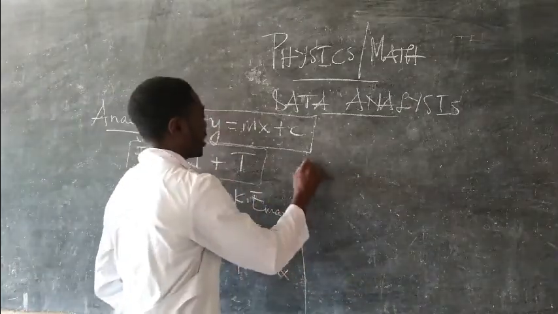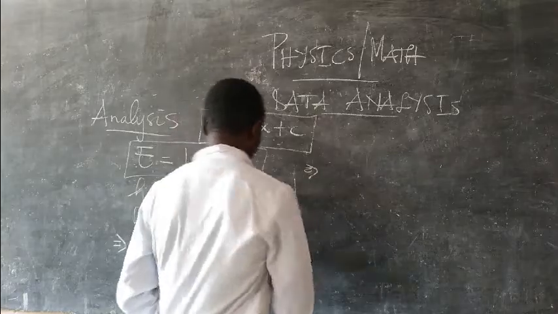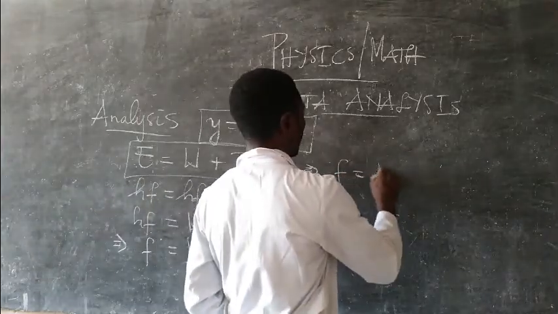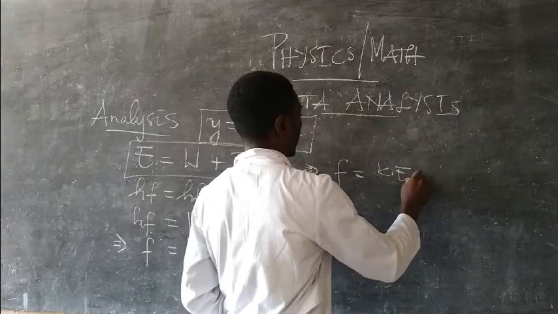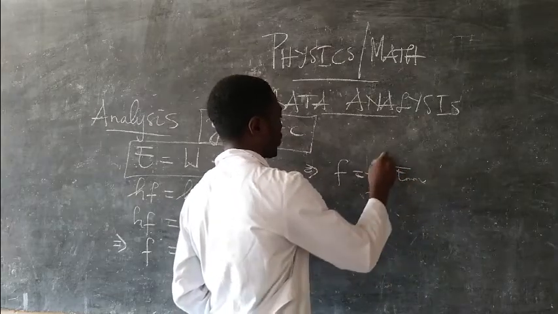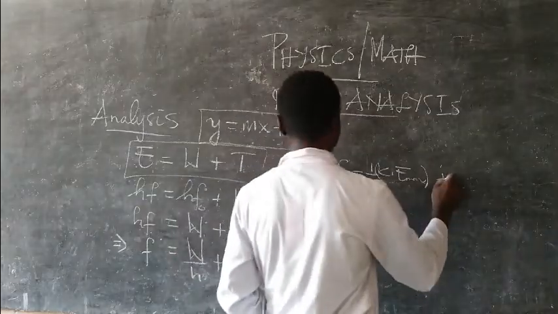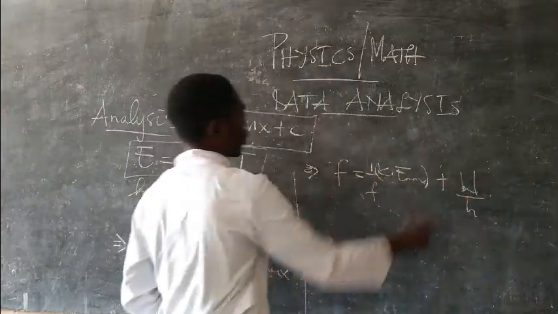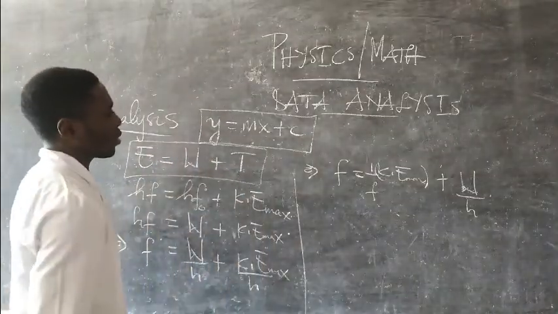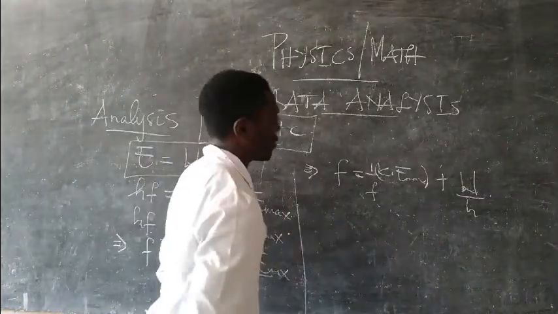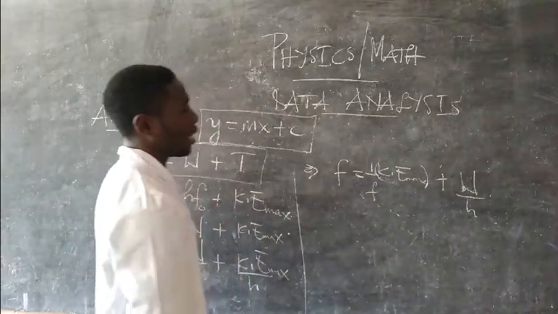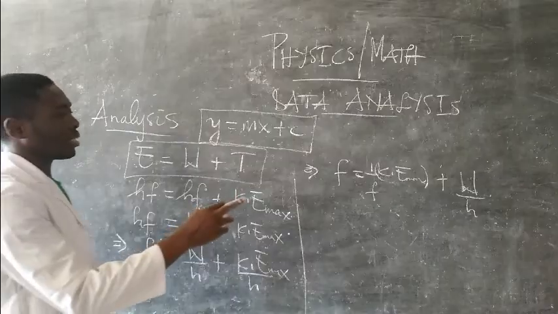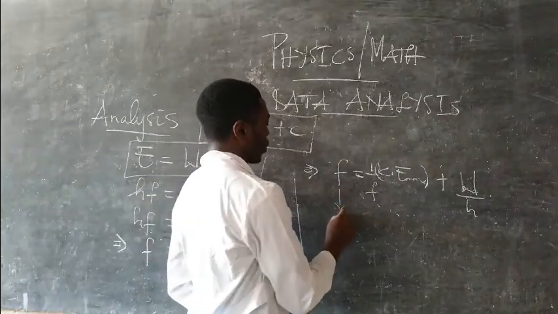This would imply that Ke max on h, implying that f will be equal to Ke max. We can write it as 1 over h times the Ke max plus W on h, because the work function is a constant, h is a constant. This is called Planck's constant, 6.64 times 10 to the negative 34 joule seconds. Now, if we have that, then we can now see that this one is like our Y.